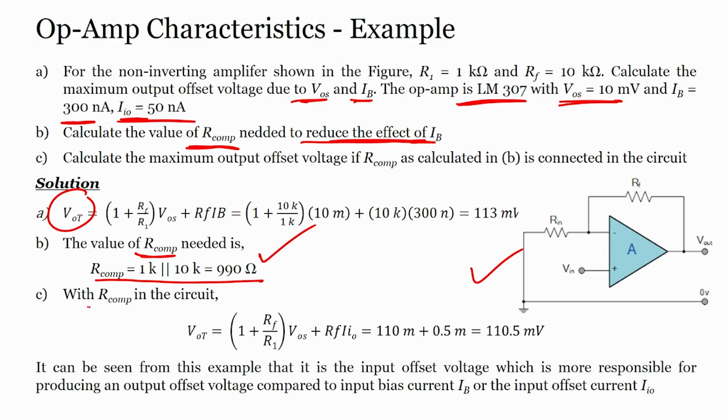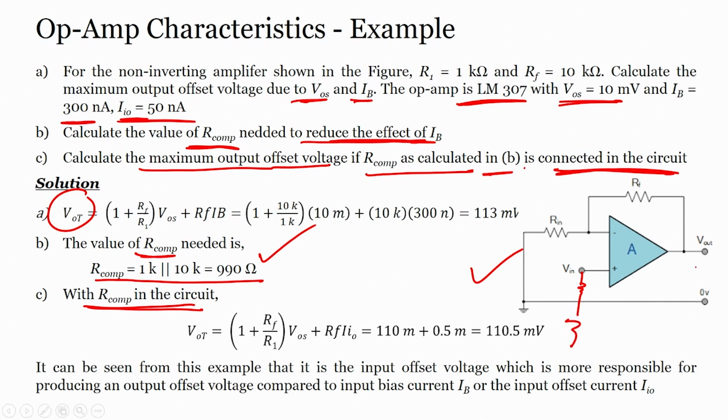Third thing, with R compensation in the circuit, what do we have for VOT. So, calculate the maximum output offset voltage if R compensation is connected in the circuit. Assume that R compensation is connected in the circuit. Now, we calculate the VOT. In this case we have (1 plus RF by R1) into VOS plus RF into IIO. So, we will have (1 plus RF by R1) into VOS, which is this value, plus RF into IIO, which is this value. So, our output voltage VOT would be 110.5 millivolts.